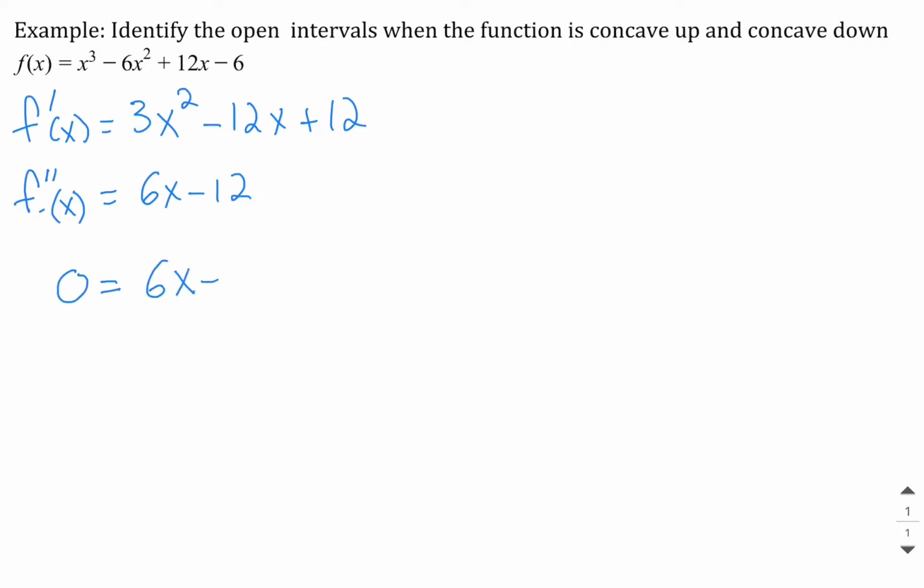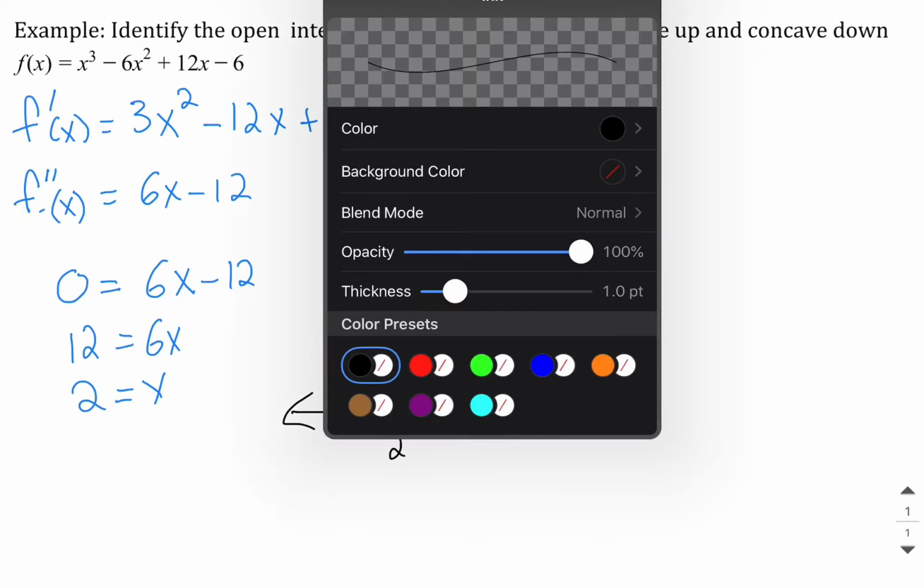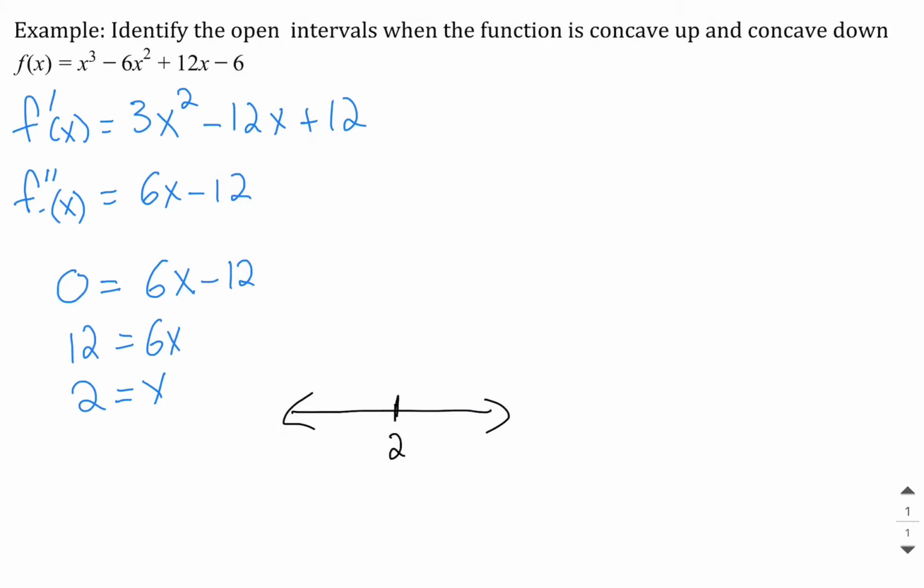So we're going to take that second derivative and set it equal to 0. So we have 6x minus 12 equals 0. So 6x equals 12, and x is equal to 2. So we know that we have a critical point where x is equal to 2. So we're going to just put that on the number line, and we're going to do the test cases just like we did last week, with values to the left and values to the right.